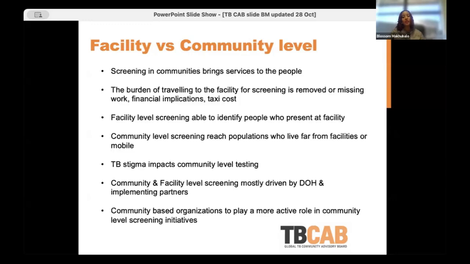And then community level screening reaches populations who live far from facilities. For example, people who are very mobile, they don't stay in one place for a long time. Also people who are homeless.